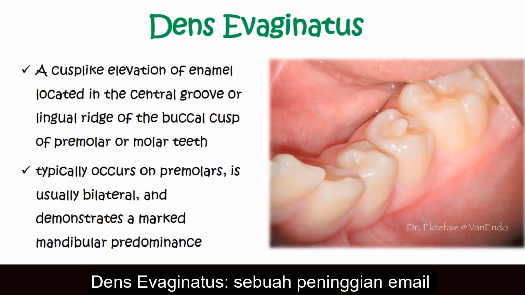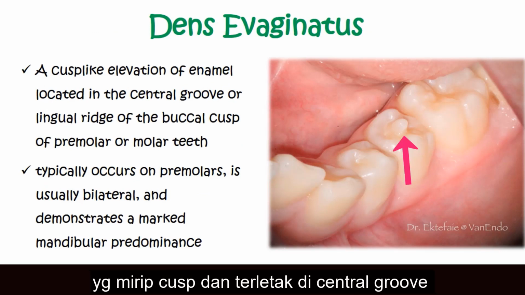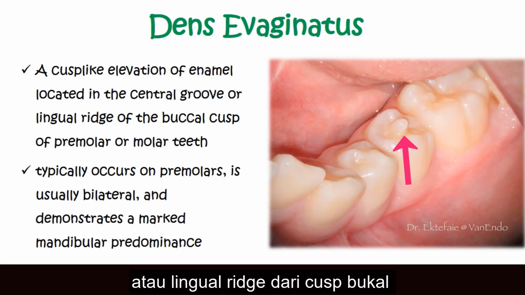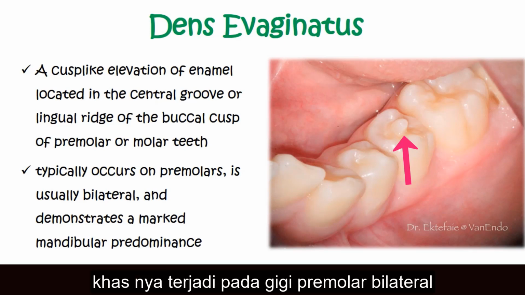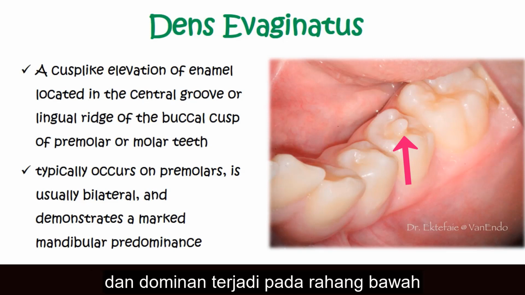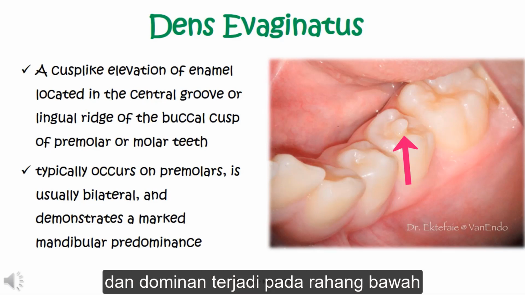Dens evaginatus, as the name suggests, is a cusp-like elevation, an evaginated area of enamel located in the central groove or lingual ridge of the buccal cusp of premolar or molar teeth. It typically occurs on premolars, is usually bilateral, and demonstrates a marked mandibular predominance.